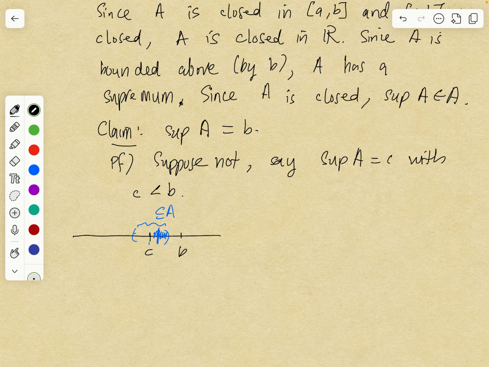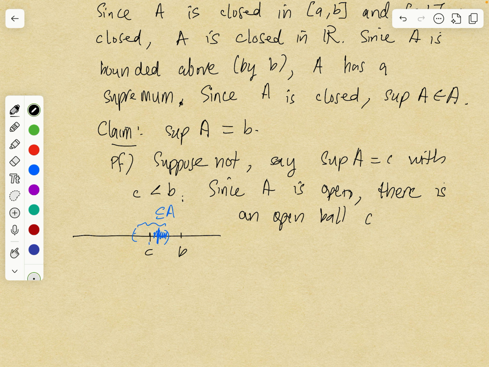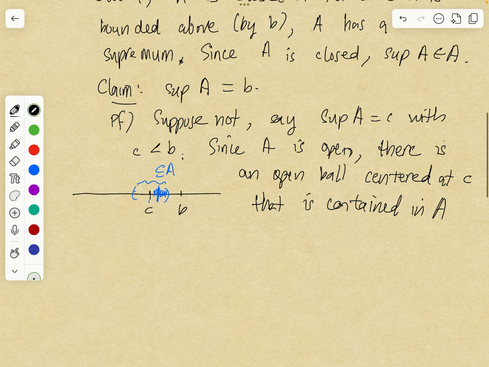Okay, so let's write that down. Suppose not, say the supremum of A is C with C less than B. So since A is open, there is an open ball centered at C that is contained in A. But such an open ball must contain elements that are greater than C.